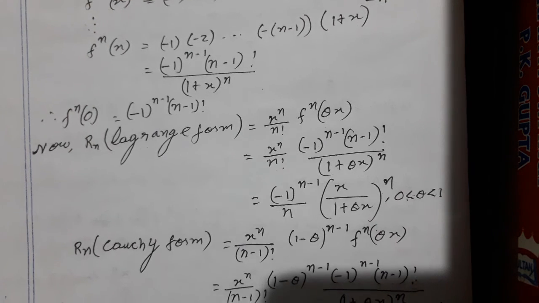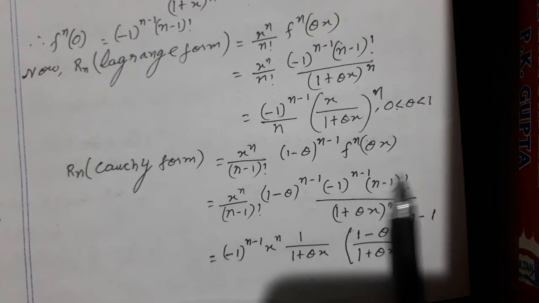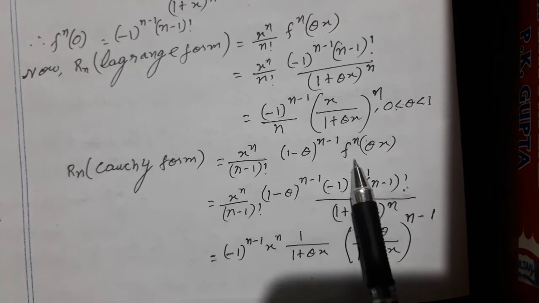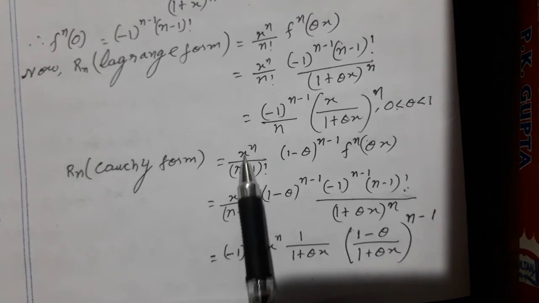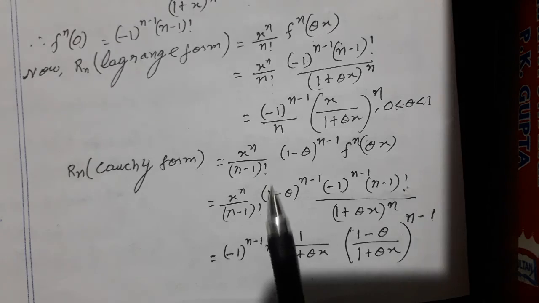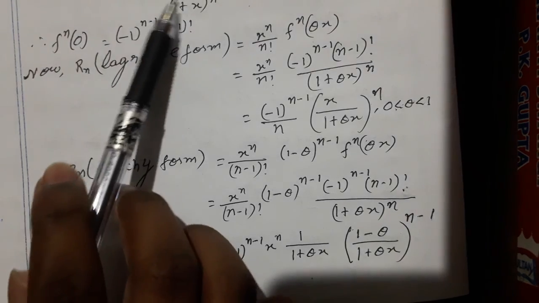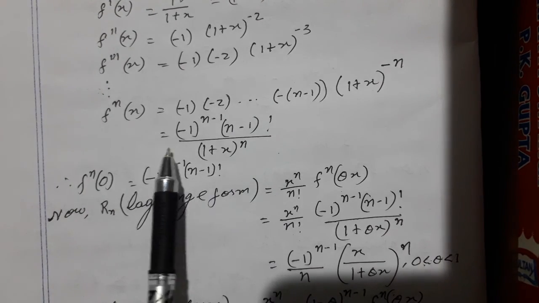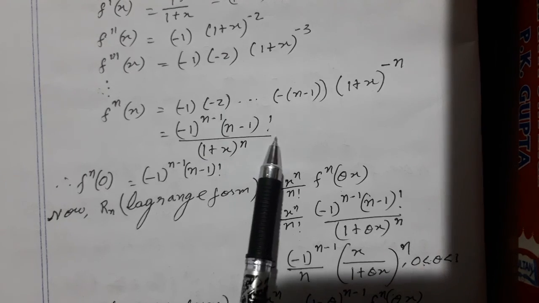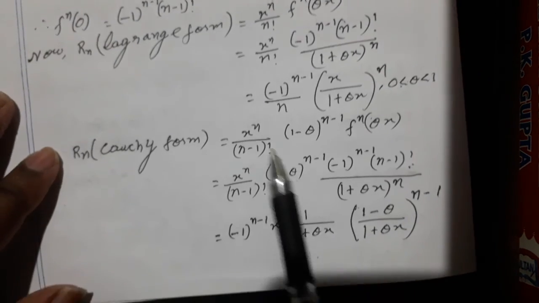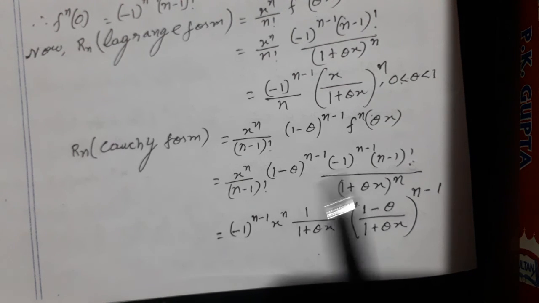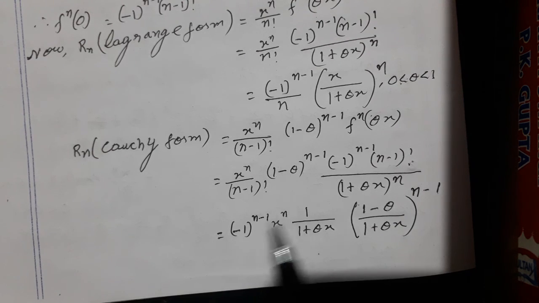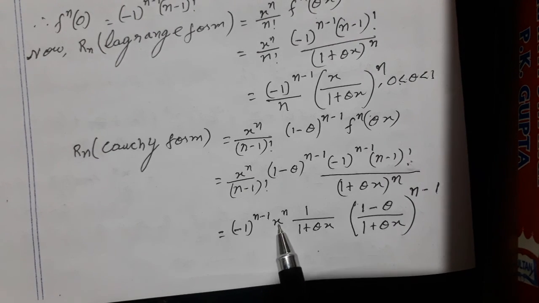Then we try to write the remainder in Cauchy form. This is the remainder in Cauchy form: x^n/(n - 1)! times (1 - θ)^(n-1) times f^n(θx). We have already found f^n(x), so we put θx here. We get (-1)^(n-1)(n - 1)! over (1 + θx) to the power n. The (n - 1)! and (n - 1)! will be cancelled. So we get x^n times (-1)^(n-1), I'm writing here x^n.